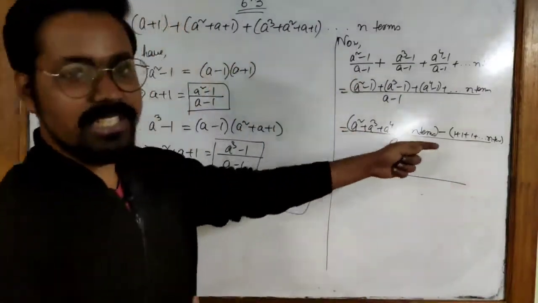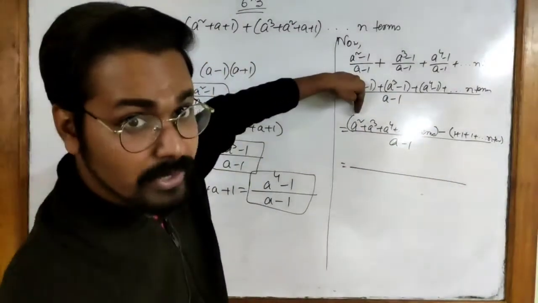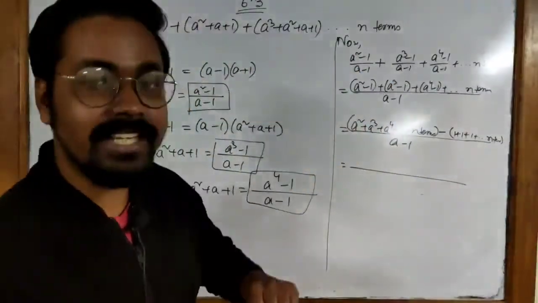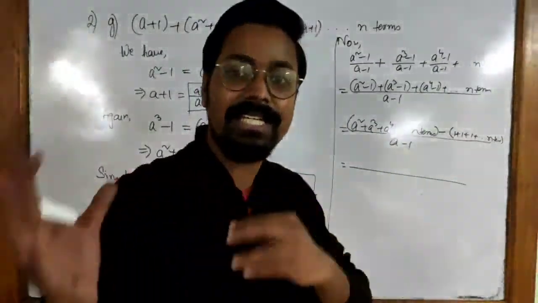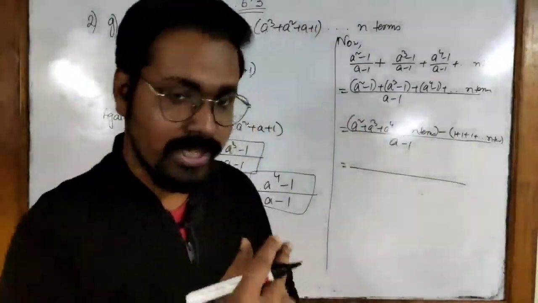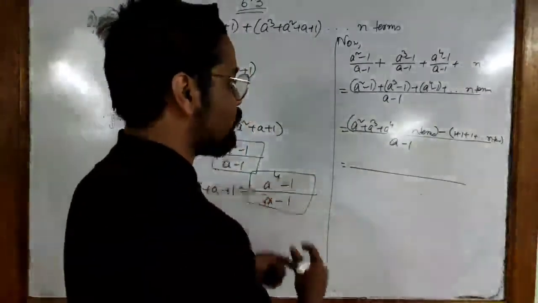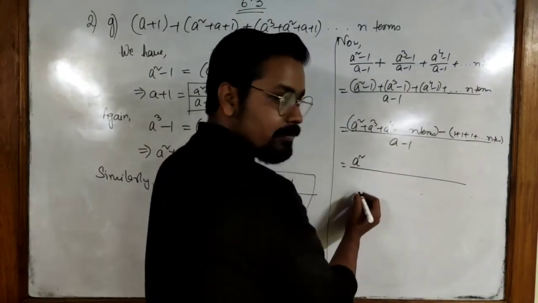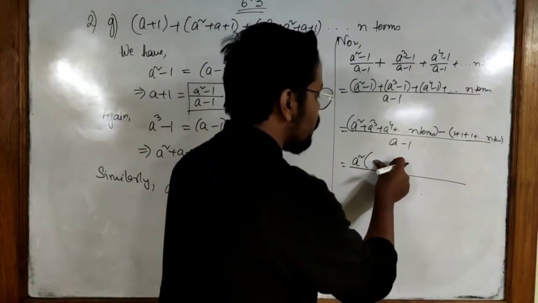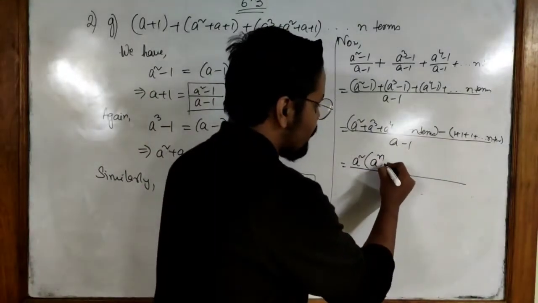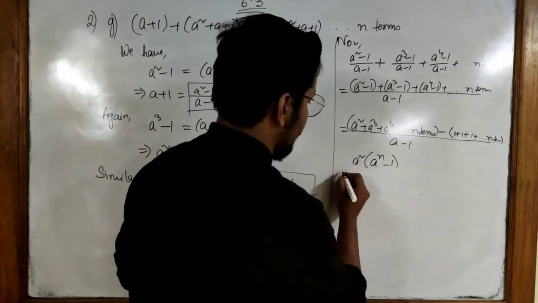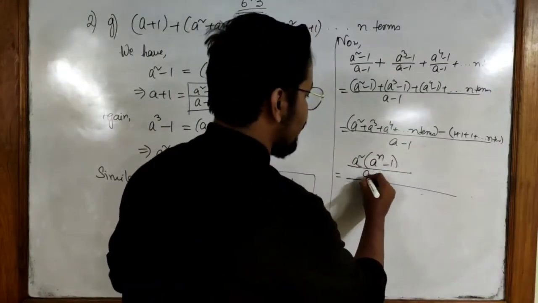See, this is now in GP because the common ratio, a cube by a square, and a to the power 4 by a cube, is also a. So the common ratio is a, first term is a square. Now, as we do not know whether a is greater than or less than 1, the formula we are going to use is a into r to the power n minus 1. As I mentioned previously, if you do not know, then use the first formula. So the first term is a square, the common ratio is a, so a square into a to the power n minus 1 by a minus 1.